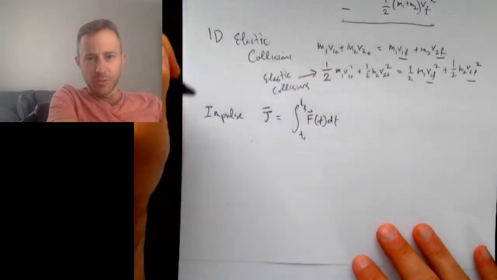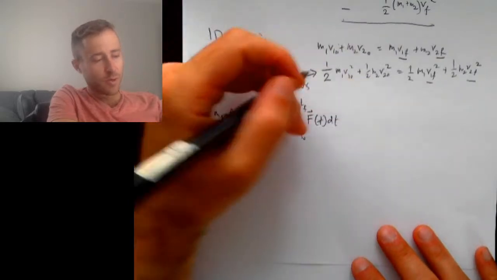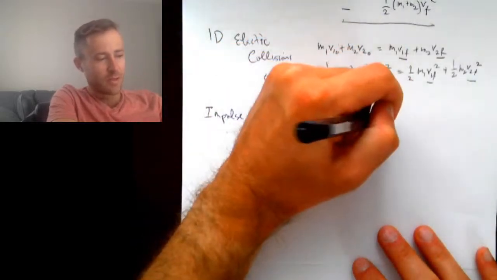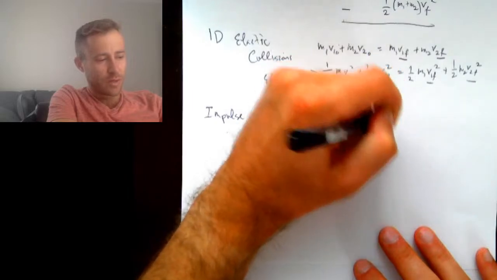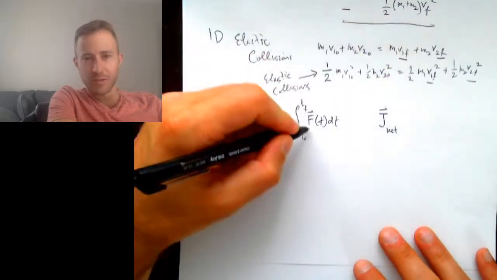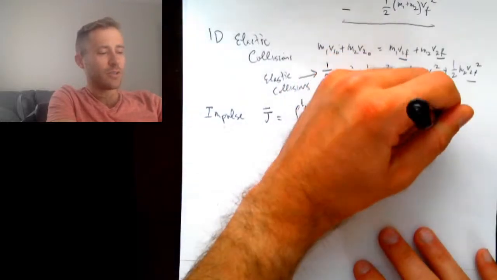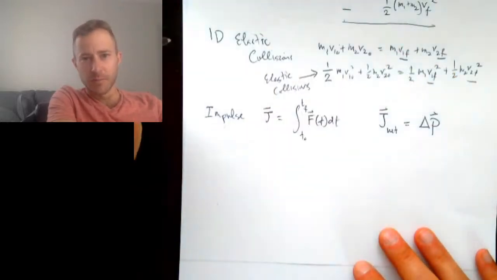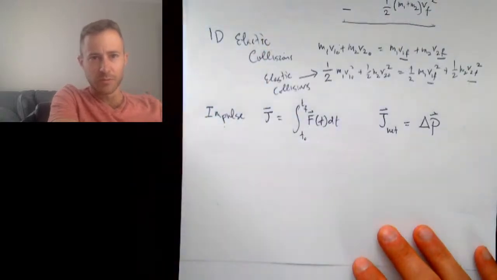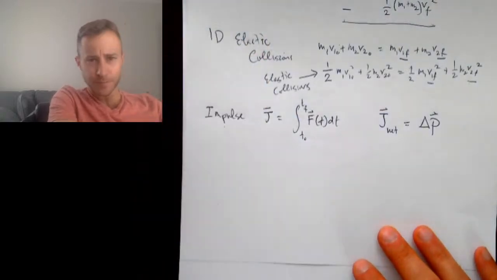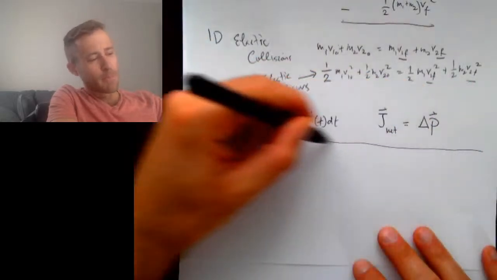The reason that impulse is important, or one of the reasons why impulse is important, is because the impulse due to the net force, so if we made this the net force, is equal to the change in momentum of the object. So impulse is related to change in momentum. So that's a brief review of momentum.